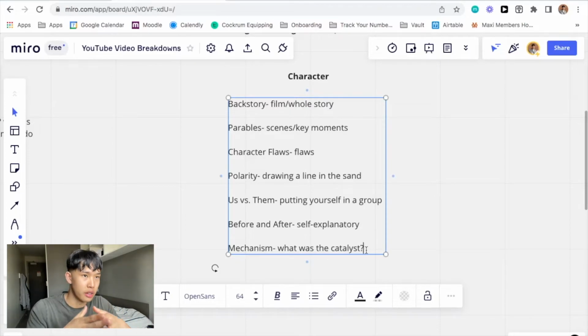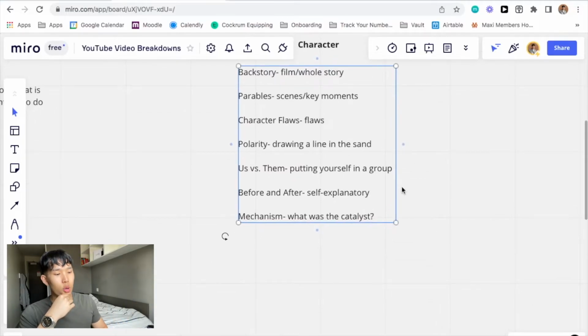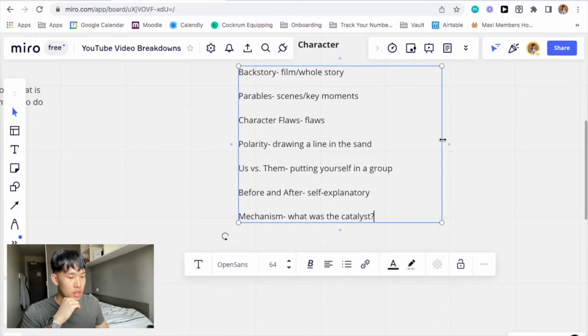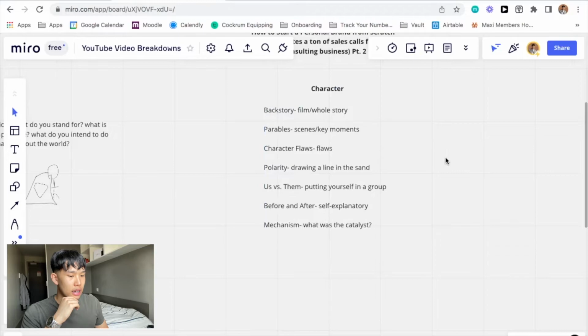Fitness. And you can even go deeper. What kind of fitness? Maybe it was just weightlifting. Okay, that's your vehicle. Or calisthenics, whatever you teach. Mechanism. And that's pretty much it.